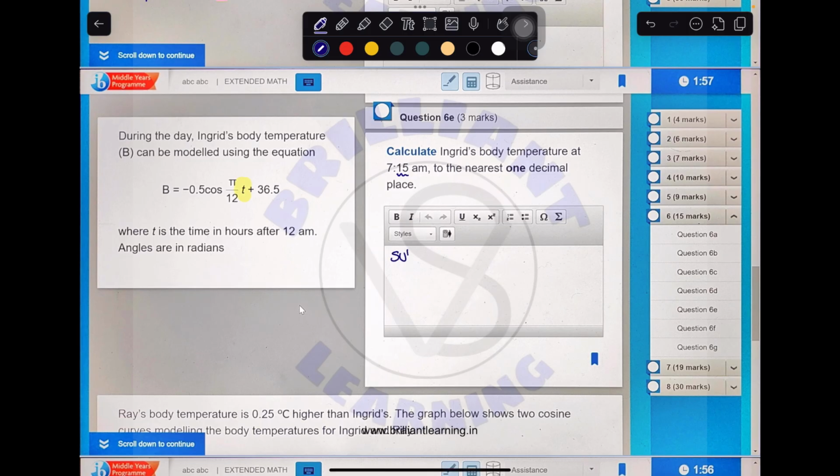Subbing in 7.25 into my equation. So B is equal to minus 0.5 cos pi over 12, so make sure your calculator is in radians, times 7.25 plus 36.5. Okay, your B answer, let's just pop that in.